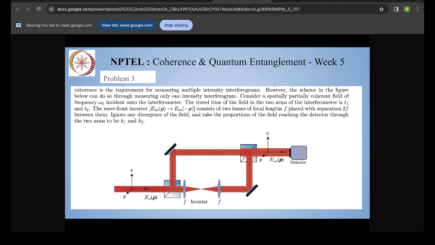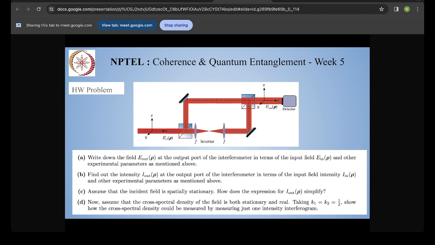The wavefront inverter consists of two lenses of focal length f placed with separation 2f between them. Ignore any divergence of the field, and take the proportions of the field reaching the detector through the two arms to be K1 and K2, such that K1 goes in this arm and K2 in arm 2. This combination of lenses inverts the field, and you need to consider it for path 2 only. Based on this, you are asked a few questions.